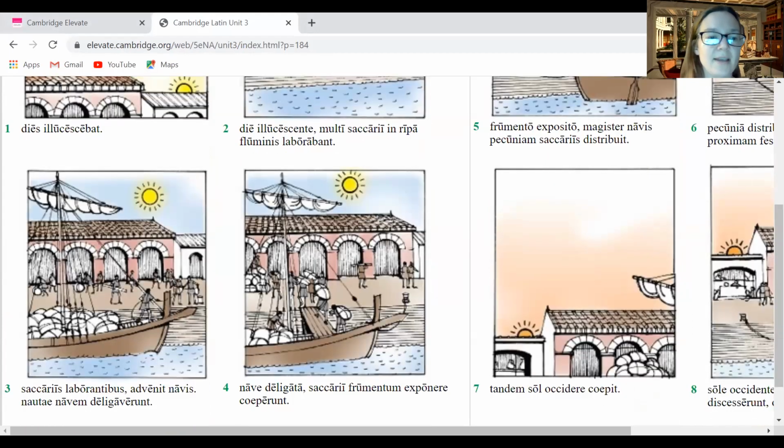Okay, number 3, Saccariis laborantibus advenit navis. With the dock workers working, a ship arrived. Nautae navem deligaverunt, and the sailors tied up the boat. And there you see them tying up the boat. Okay, so my ablative absolute on number 3, Saccariis laborantibus. You'll notice that's ablative plural. Dock workers is my noun. Laborantibus is my participle. And again, laborantibus is a present active participle.